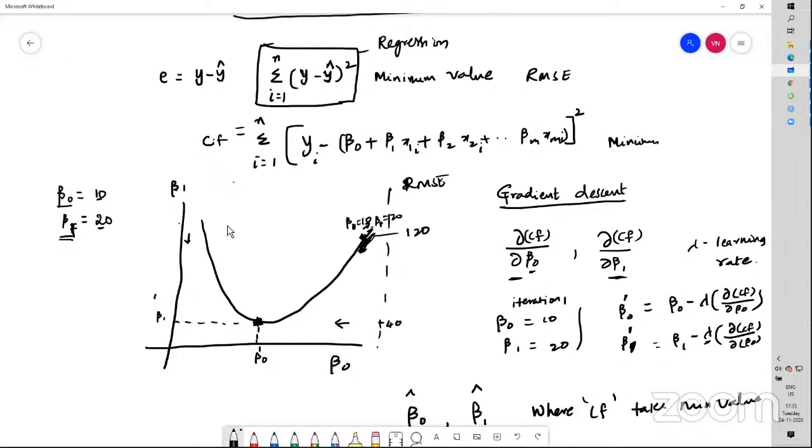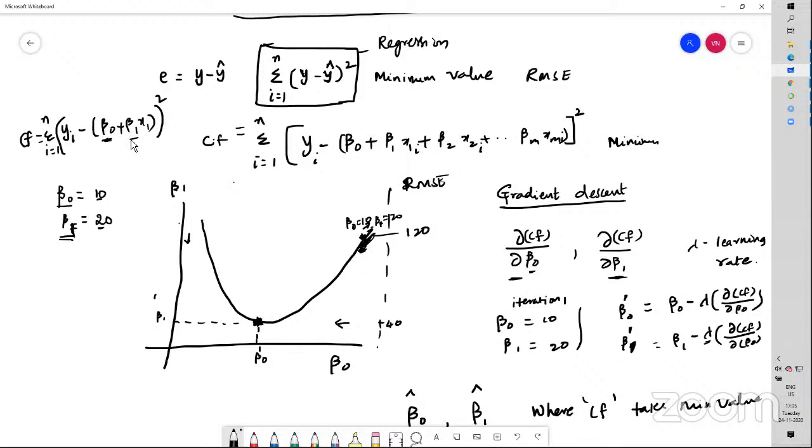Our cost function would look like this: yi minus (beta naught plus beta 1 times x1), summed over i equal to 1 to n. So this is going to be our cost function. We need to find the values of beta naught and beta 1 where this entire cost function takes the minimum possible value. Since this is a quadratic equation, it might take this shape. I represented this shape with this curve.